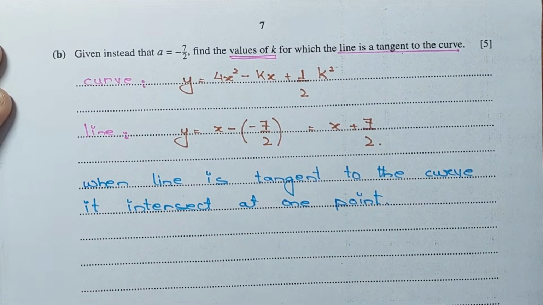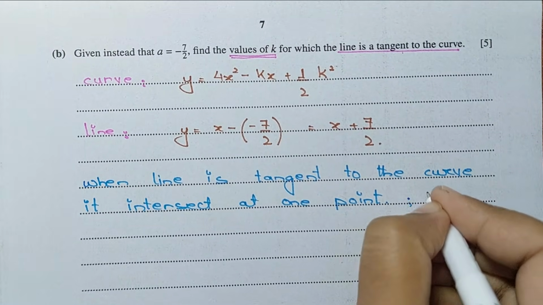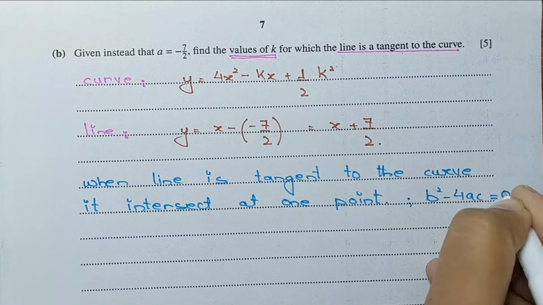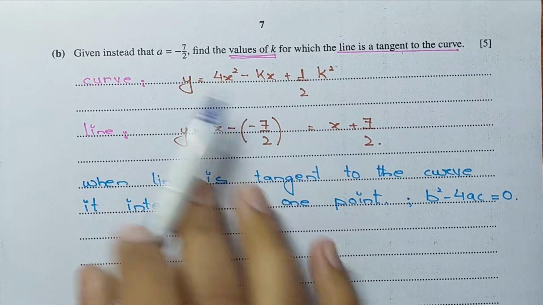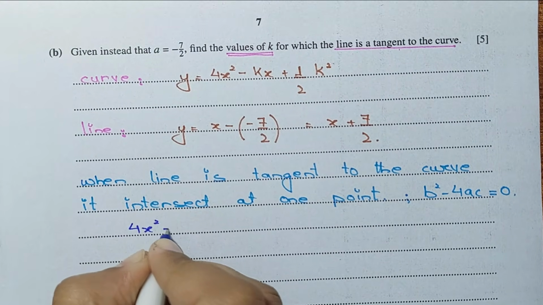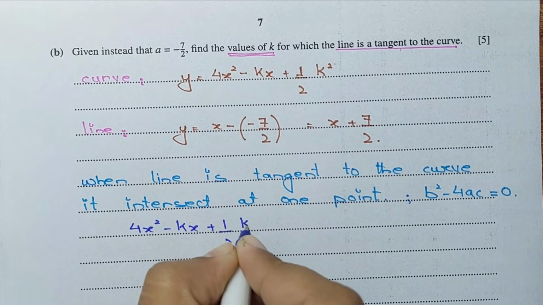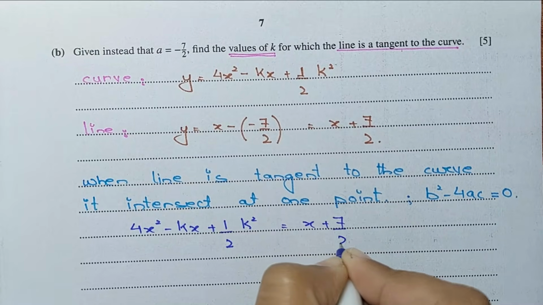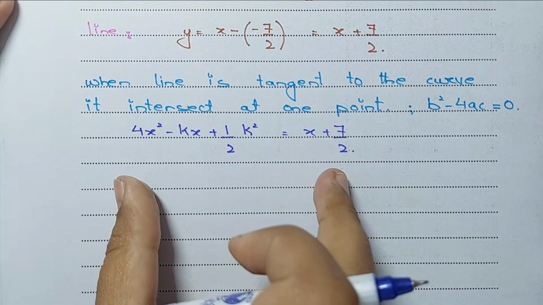Okay. And when it intersects at one point, the discriminant b square minus 4ac should be equal to 0 for one point of intersection, right? Now let me figure out their point of intersection. So the y value, 4x square minus kx plus half k square, equals x plus 7 by 2, right? Now put them equal to get the point of intersection.